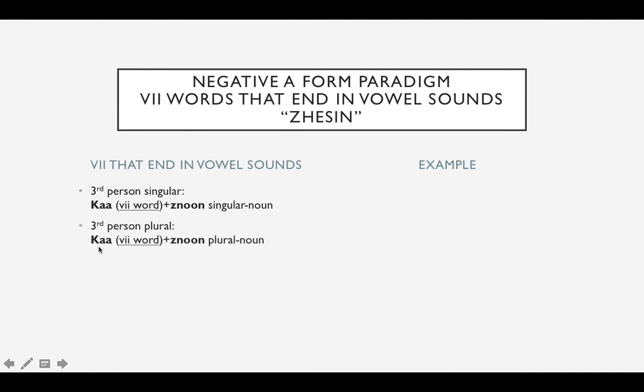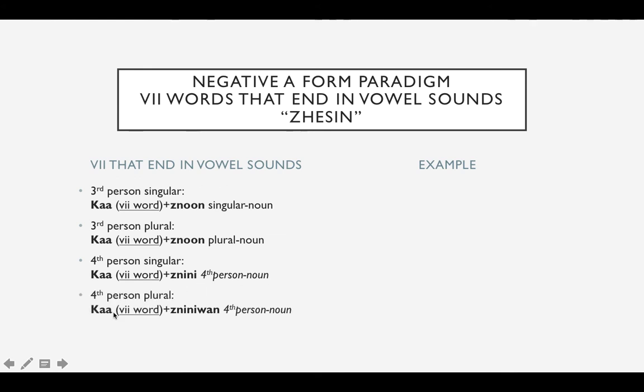Third person plural, start off with ka, followed by our VII word, and then ending negative with our suffix znon, followed by our plural noun. Fourth person singular, ka, followed by our VII word, then with the suffix znene, followed by our fourth person noun. Fourth person plural, starting off with ka, followed by our VII word, then culminating with znene1, and then our fourth person noun. So we're going to show those examples of how it works.